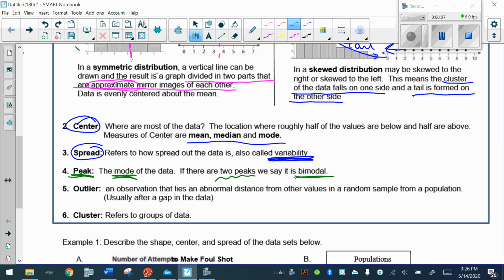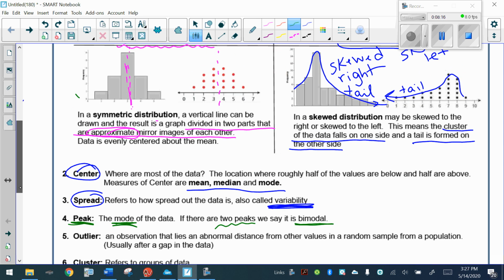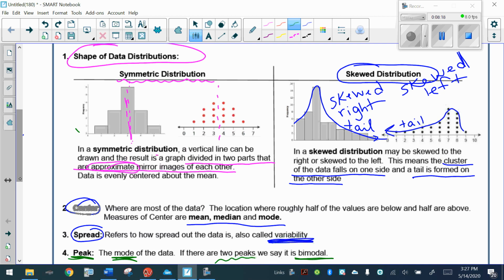Again, from the last lesson, an outlier is an observation that lies an abnormal distance from the other values in a sample. Usually after a gap in the data, so like a space. So if you look at these examples, I would say there are no outliers because there isn't a break in the data and then this one random point by itself. If, say, this number line went out here to 20 and there was a dot over there, that would be an example of an outlier, right? It's way bigger than all the rest of the data.